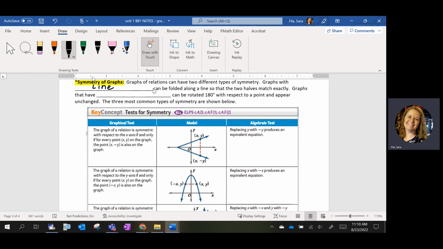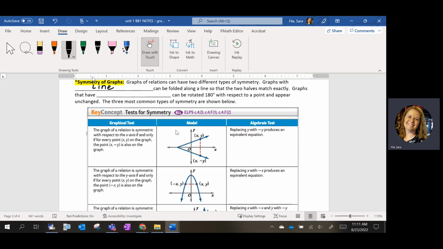Okay, line symmetry means there's a line on your graph that you could fold it along, and every point on the left and right or the top and bottom of that line would all match up. It's like a mirror image on both sides of the line. Does that make sense? The two most common types of line symmetry, or the two that we're going to focus on, I should say, are these two in this key concept model here.